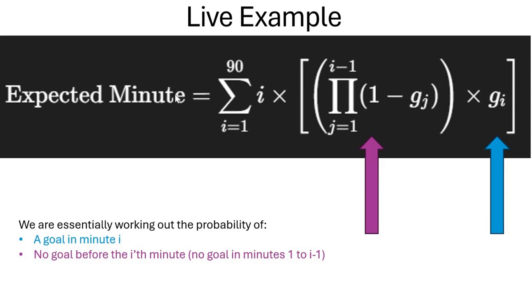I say that looks very, very confusing, so let's run through a live example using Bodo Glimt versus Lillestrøm. Before I get started though, please remember that this is slightly easier than you think, because you've already got the probability of a goal in minute i. Our G_i values are already in the spreadsheet, as we just showed you, by dividing by 15 for each minute. So let's go and do a live example now to explain how I would do this.